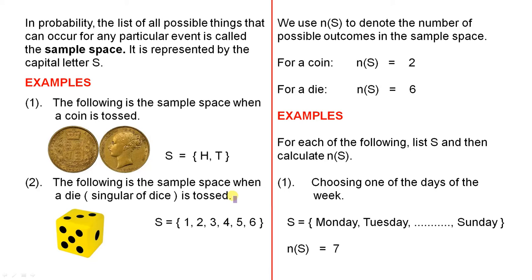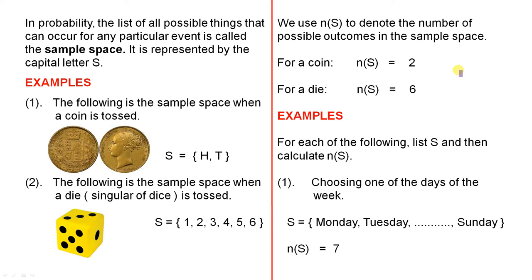Number two, the following is the sample space when a die is tossed. The word die is singular of dice. Dice is the plural, which means two or more. Die means one of them. The sample space here are the individual numbers from 1 to 6, because the die is a cube and it has the numbers from 1 to 6, one of these numbers on each of the faces.